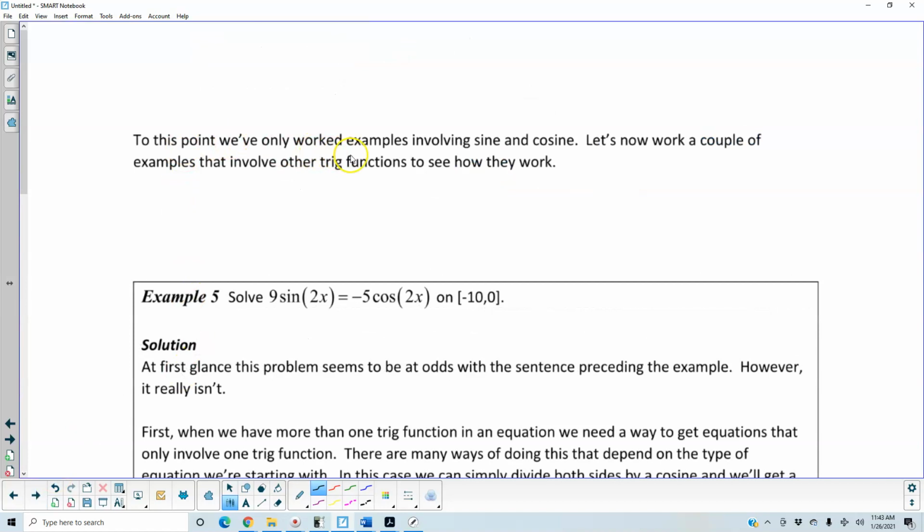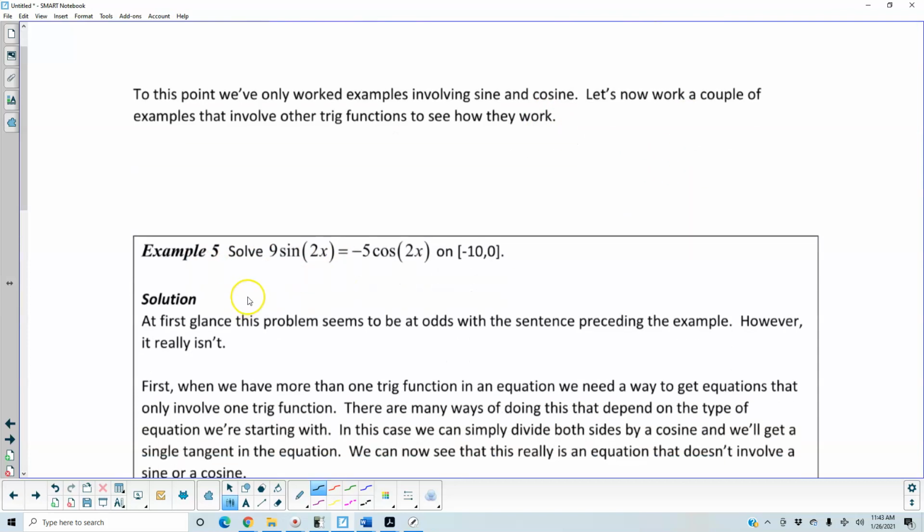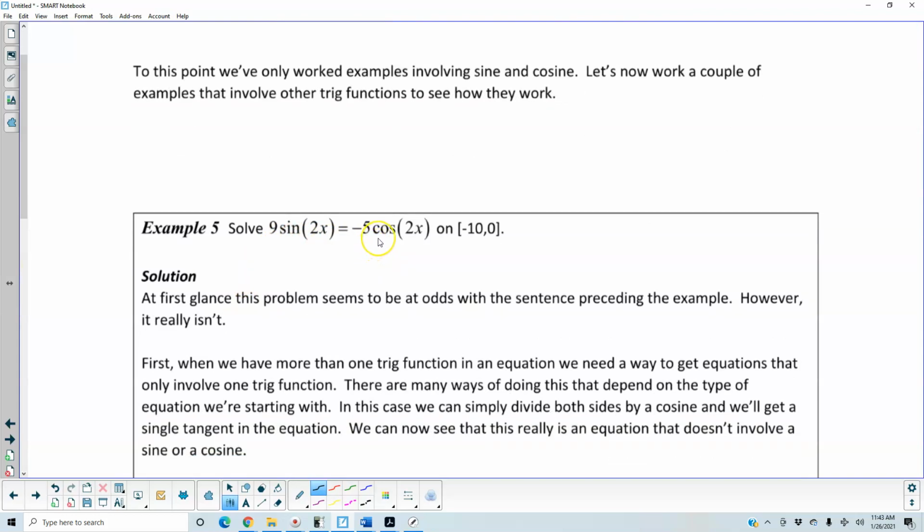To this point, we've only worked examples involving sine and cosine. Let's now work a couple of examples that involve other trig functions to see how they work. Example 5. Solve 9 times the sine of 2x, which is equal to the negative 5 times the cosine of 2x on the interval between negative 10 and 0.